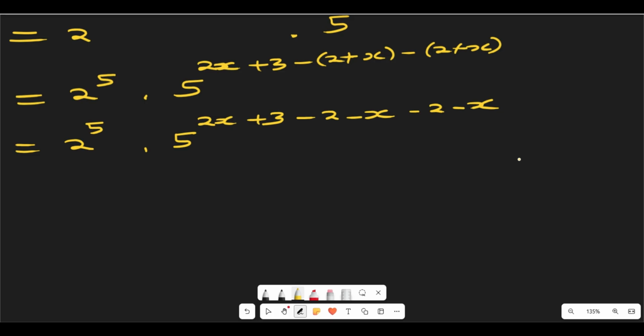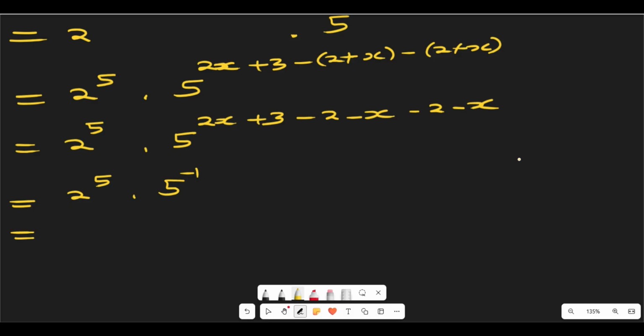I hope it's clear to people. If you don't put the brackets, you won't see that the x is negative in both brackets. You will just say negative 2 plus x, negative 2 plus x. So be very careful here. So now when you say 2x minus x minus x, the x term is eliminated, so the index will be 1, because 3 minus 2 is negative 1.